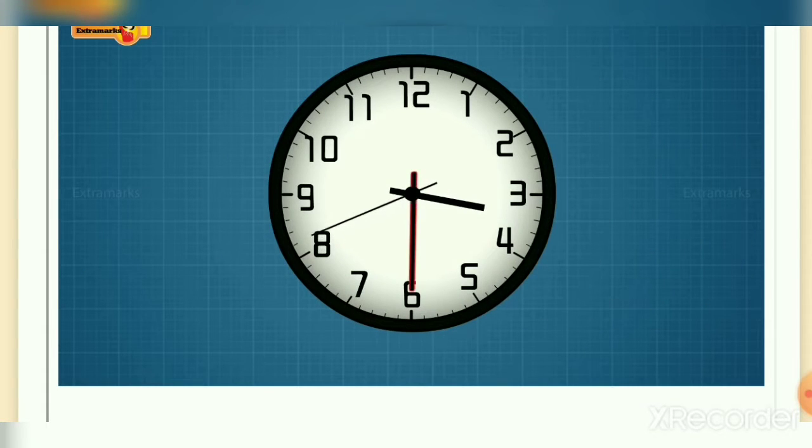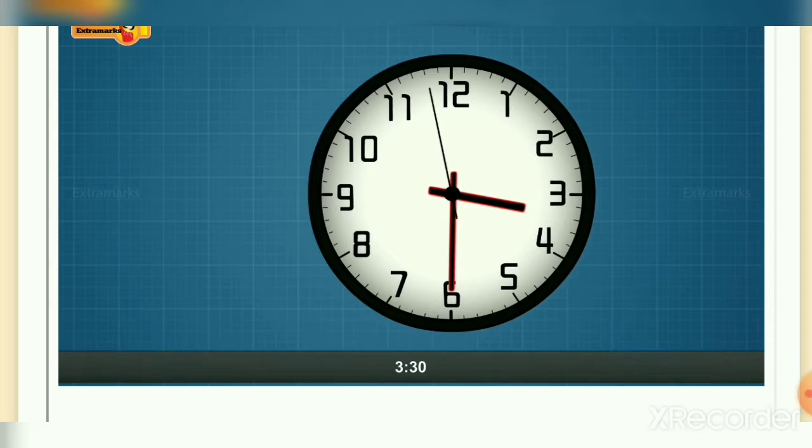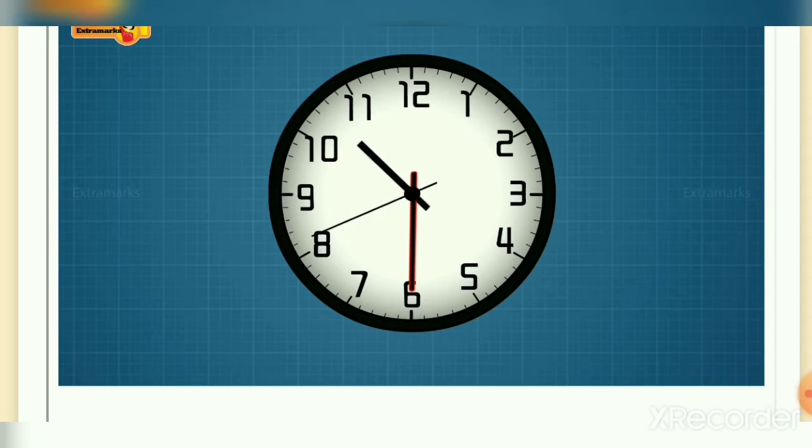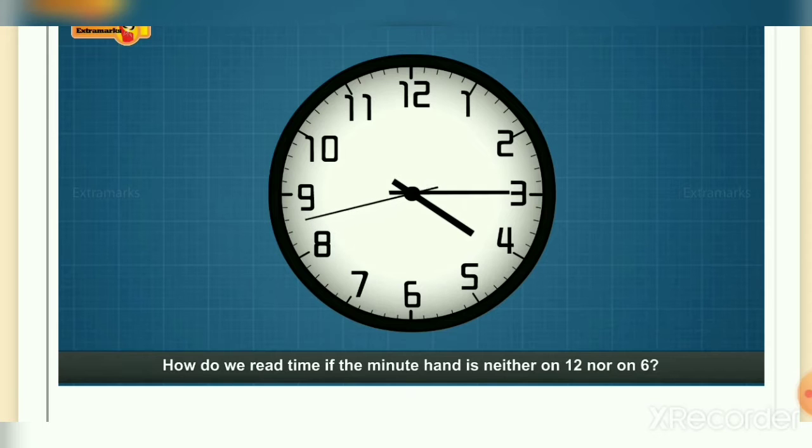If the minute hand is at 6 and the hour hand is after 3, then we say that the time is 3:30. Or if the hour hand moves to 10, then we say the time is 10:30. If the minute hand is neither on 12 nor on 6, then how do we read time?